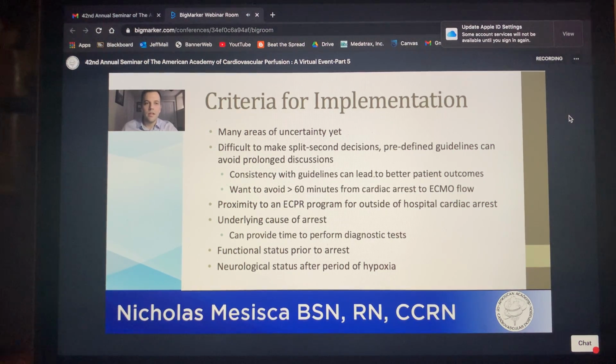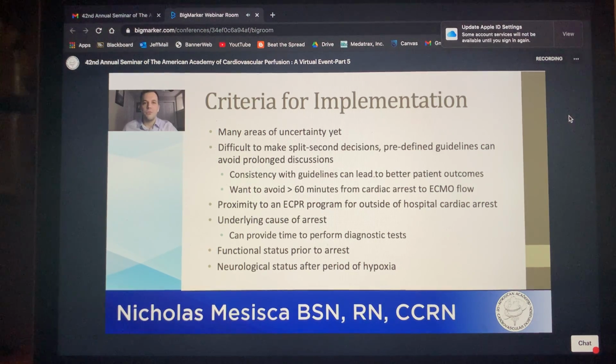Many times the underlying cause is unknown, and placing these patients on ECMO can provide time for the intensive care team to perform various diagnostic tests to distinguish exactly what caused the arrest, and then we can intervene appropriately. Another question we need to ask is, what was the patient's functional status prior to arrest? If they were completely bedbound with end-stage multi-organ failure, then the need to carry on with life-sustaining measures may not be exactly appropriate.